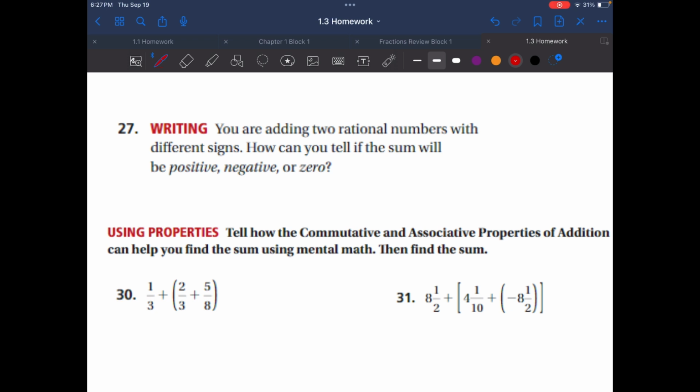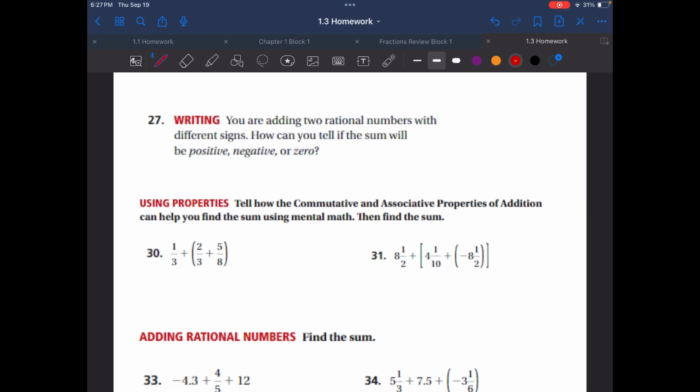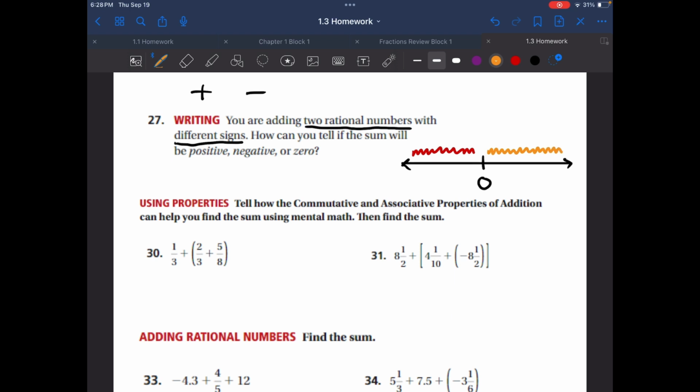So, if we read this problem, it's saying you are adding two rational numbers with different signs. All right. Now, rational numbers, again, if you need to remember, they are any number that can be written as a fraction. For this example, I kind of want to use a number line because I think it's going to be a really nice visual to help us with this, two rational numbers with different signs, the whole thing. Two different signs just means one's positive, one is negative. On my number line, I'm going to make a 0. And let's fill in that to the left would be negative, to the right would be positive.